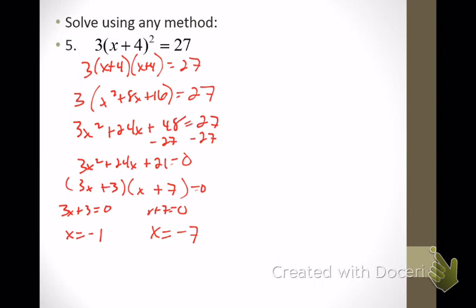Did you get this? It's factorable. So you had to multiply out x plus 4 times x plus 4, and you get x squared plus 8x plus 16. Then distribute the 3 to get 3x squared plus 24x plus 48. You subtract 27, and you get a trinomial that's factorable. You set your factors equal to 0, and you get negative 1 and negative 7. Okay? So, you choose the method that you want, but I'm trying to make your life easier. Try the checklist that we've been talking about. And if you can factor, then like I said, your life will be a little bit easier.